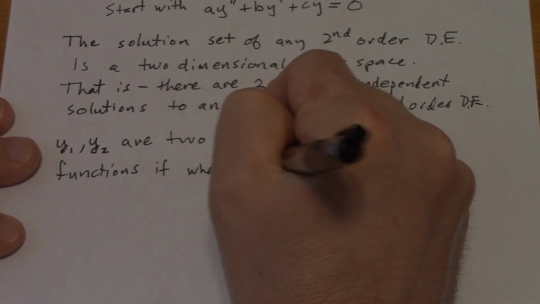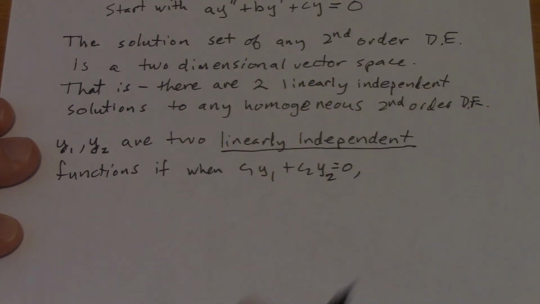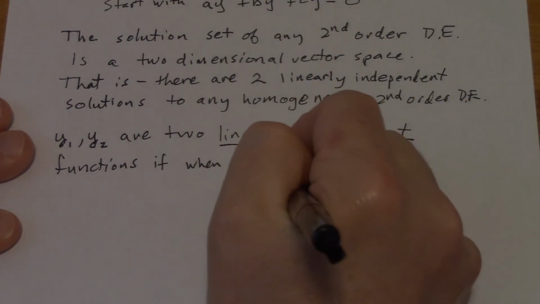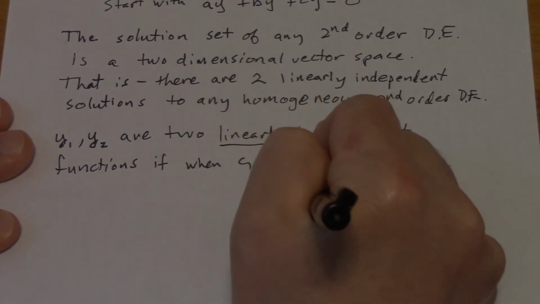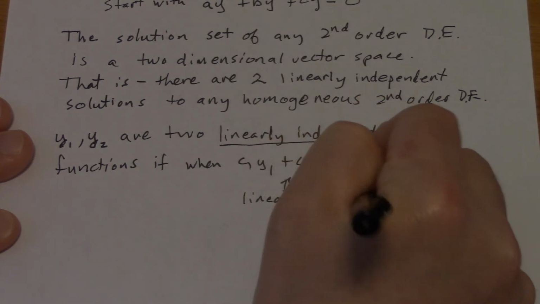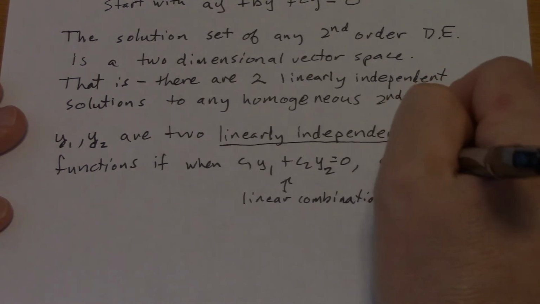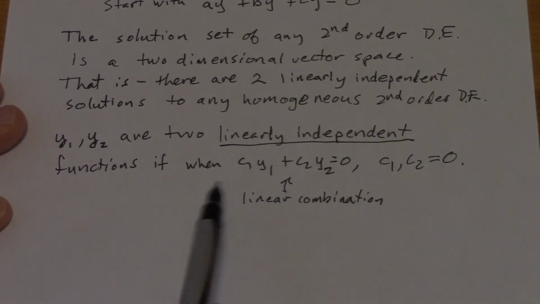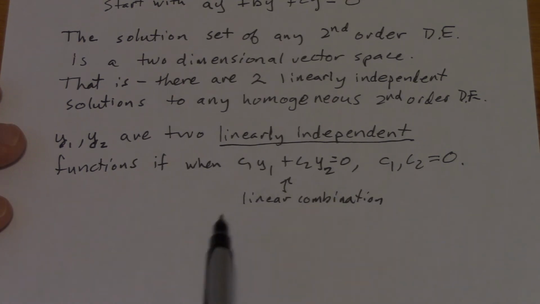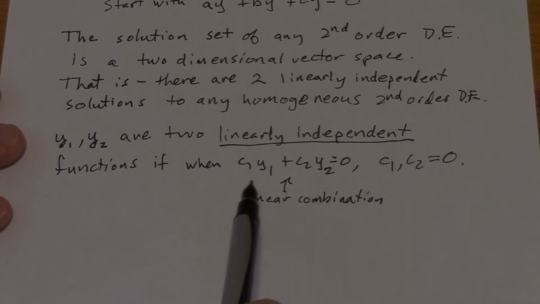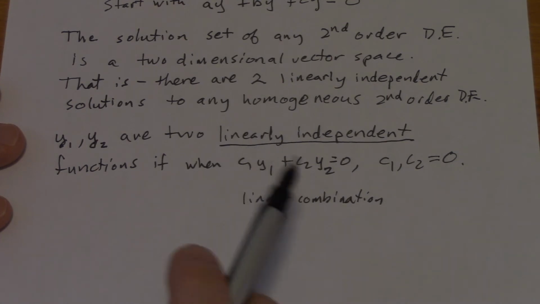When C1 y1 plus C2 y2 equals 0, so this is what we call right there, the left-hand side of that is what we call a linear combination. So when that's the case, C1 and C2 equal 0. So the only way to make that linear combination equal to 0 is if the constants in front of the functions are 0. Okay, certainly if that's true, that the constants are 0, the whole thing is 0. But if they're not linearly independent, there might be other constants that might make that work.